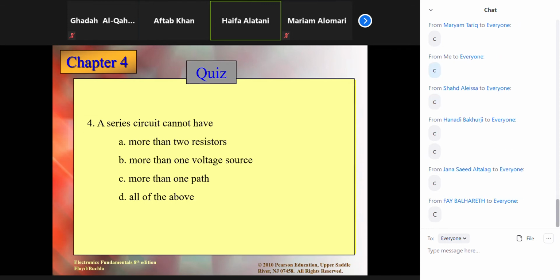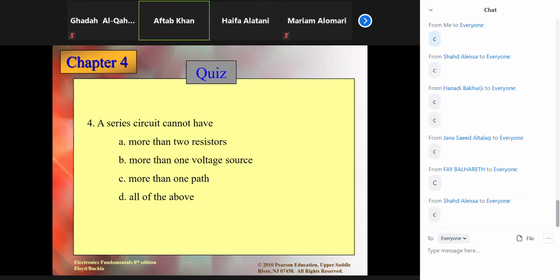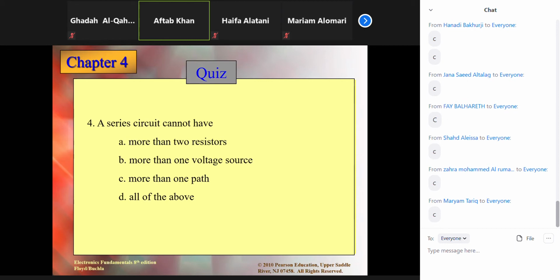C. More than one. Correct. More than one path. Series circuit cannot have more than one path.